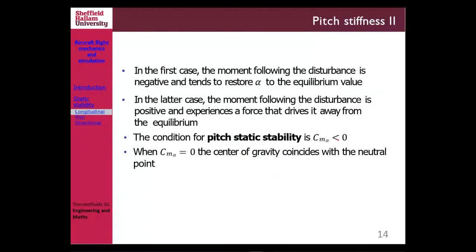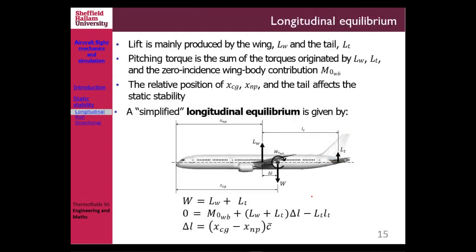Right, so in the first case where Cm alpha is negative, the moment following the disturbance is negative, and tends to restore alpha to the equilibrium value, which we have already agreed. But in the second or latter case, when Cm alpha is positive, the moment following the disturbance is positive and experiences a force that drives it away from the equilibrium, which is unstable, right? The condition for pitch stability, we have already agreed, is that Cm alpha should always be negative. So when Cm alpha equals 0, neither positive nor negative, that is when we can say it is a neutral point, where the aircraft becomes neutrally stable.